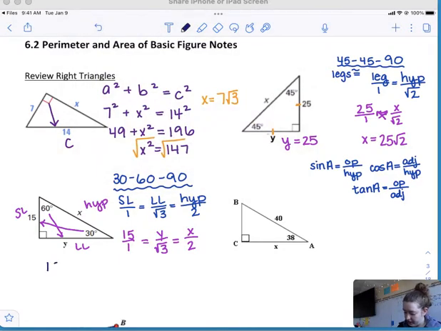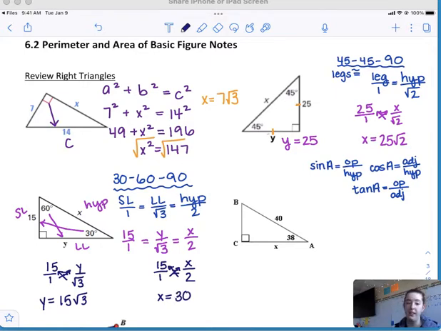So we'll take a fraction that has just numbers in it, 15 over 1, and we'll set it equal to a fraction with a variable in it, so maybe that y, and we'll cross multiply. 1 times y is y. The square root of 3 times 15 is 15 square root 3. To solve for x, we're going to take that fraction that has just numbers in it, 15 over 1, and set that equal to a fraction with that x in it, and we'll cross multiply. 1 times x is x. 2 times 15 is 30.